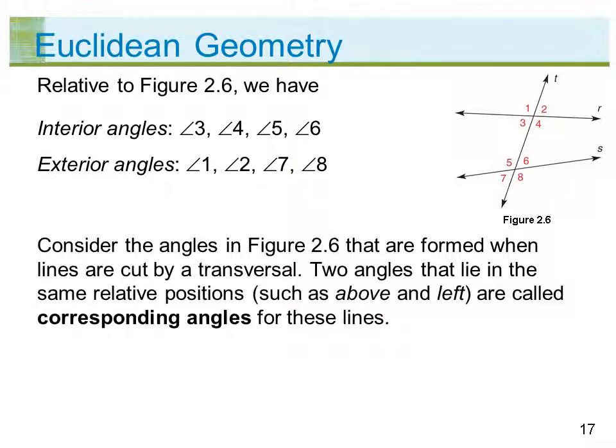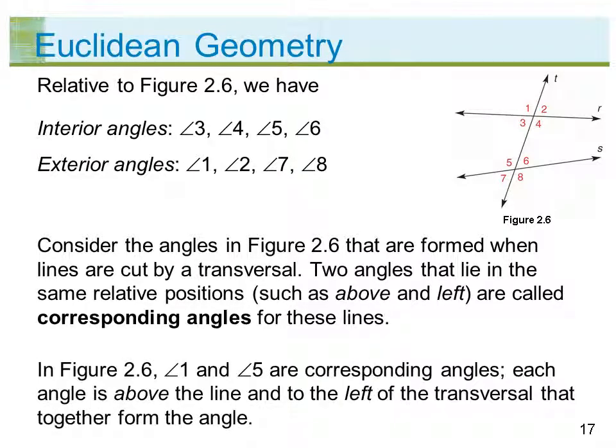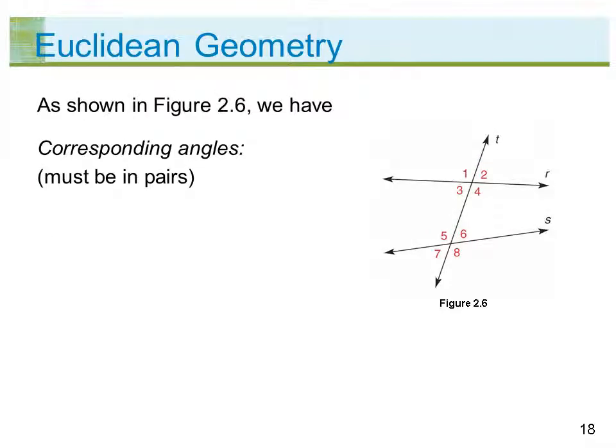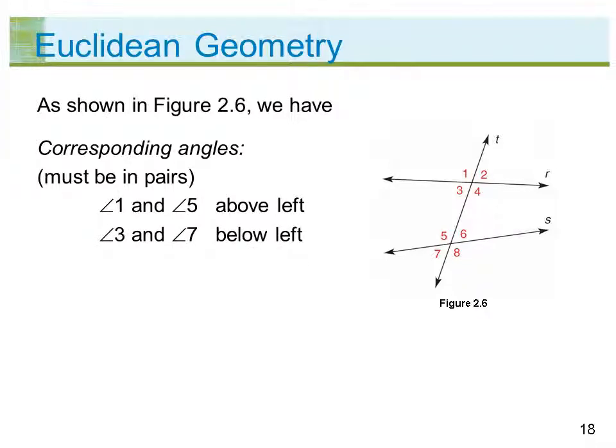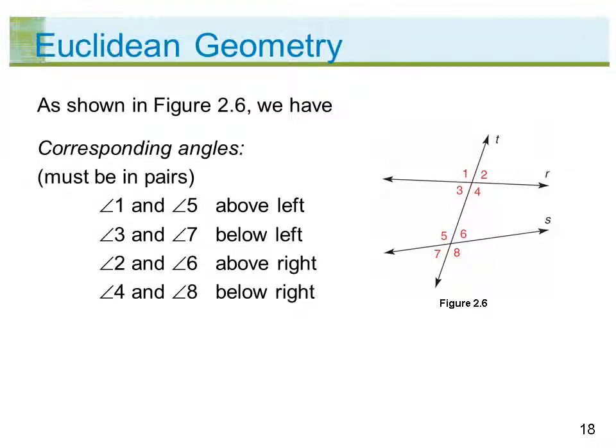Consider the angles in Figure 2.6 that are formed when lines are cut by a transversal. Two angles that lie in the same relative positions, such as above and left, are called corresponding angles for these lines. In Figure 2.6, angle 1 and angle 5 are corresponding angles. Each angle is above the line and to the left of the transversal that together form the angle. As shown in Figure 2.6, we have corresponding angles, which must be in pairs: angle 1 and angle 5 above left, angle 3 and angle 7 below left, angle 2 and angle 6 above right, angle 4 and angle 8 below right.